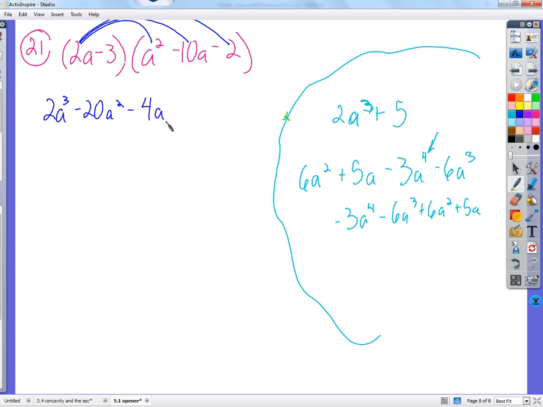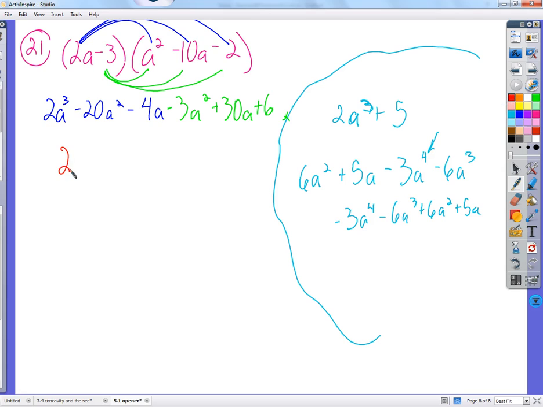So now the first term has been distributed to everything else in the second set of parentheses. Now that that's been distributed, we move on to negative 3. Distribute that. Minus 3a squared plus 30a plus 6. Now 2a has been distributed, and negative 3 has been distributed. Everything has been distributed to everything else. Every possible combination has been made. So it's fully done. Everything's distributed out, and now we just combine like terms if we can.